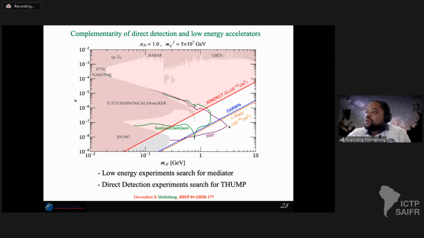However, if we find a way to search for this kind of dark matter in the neutrino floor, then we have this region of parameter space that we can look for as well. So again, we see this complementarity between the low energy experiments that search for this type of mediator, and the direct detection experiments that search for this super heavy dark matter.